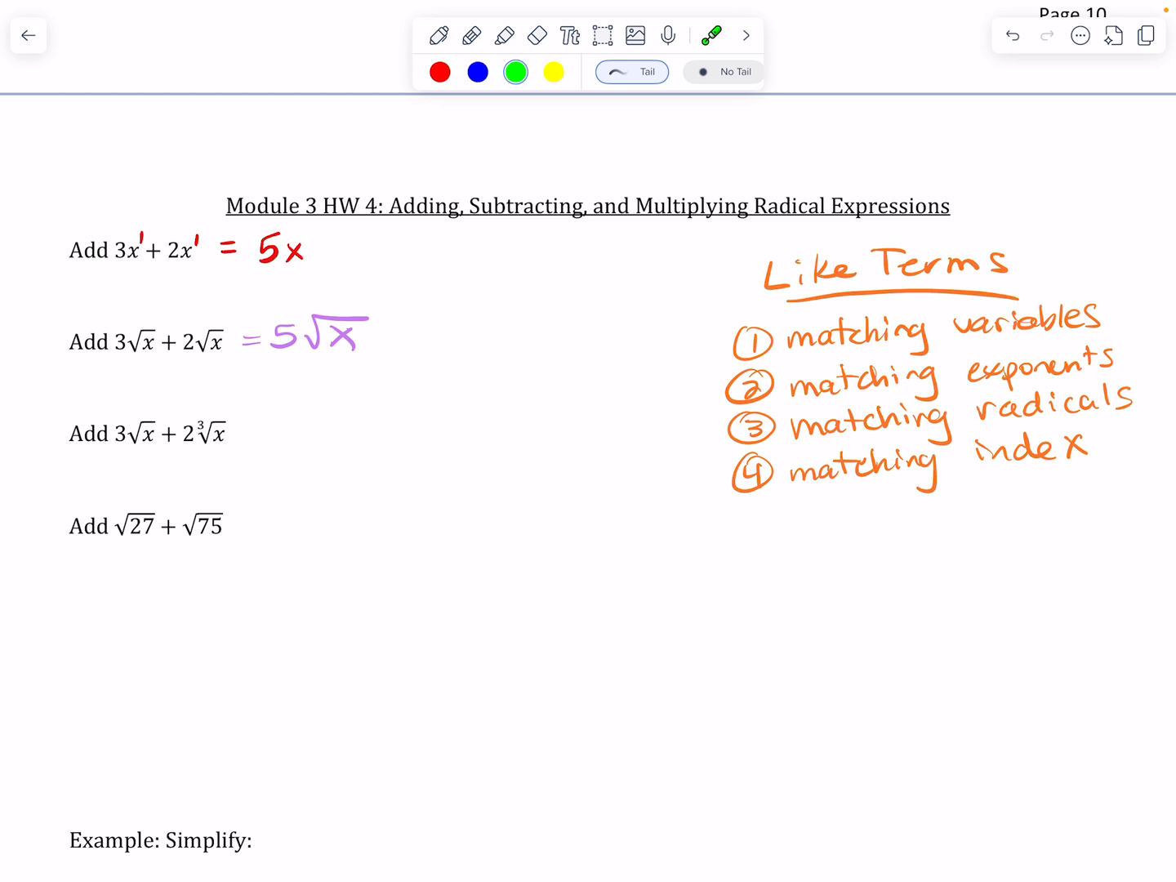The next one, we've got 3 square roots of x plus 2 cube roots of x, and those do not have matching indexes because this first one is a square root, the second one is a cube root. So we cannot do anything with that. It's going to stay 3 square roots of x plus 2 cube roots of x. We cannot combine anything there.